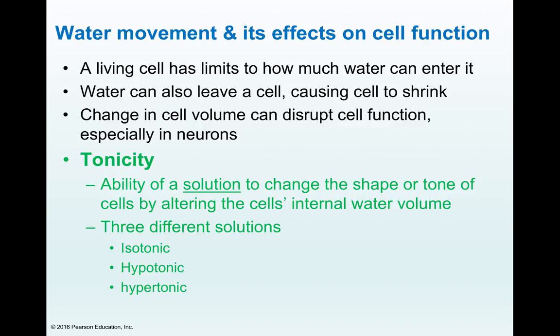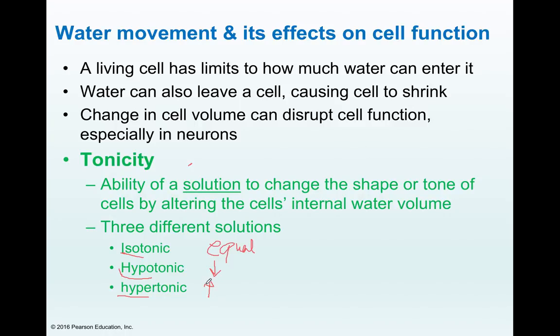So let's keep this in mind, and let's take a look at the situations that you can place your cells in, and how those situations affect the shape of the cell and its activity. So we have three words here: isotonic, hypotonic, and hypertonic. Iso is described as equal, hypo means below, and hyper means above.